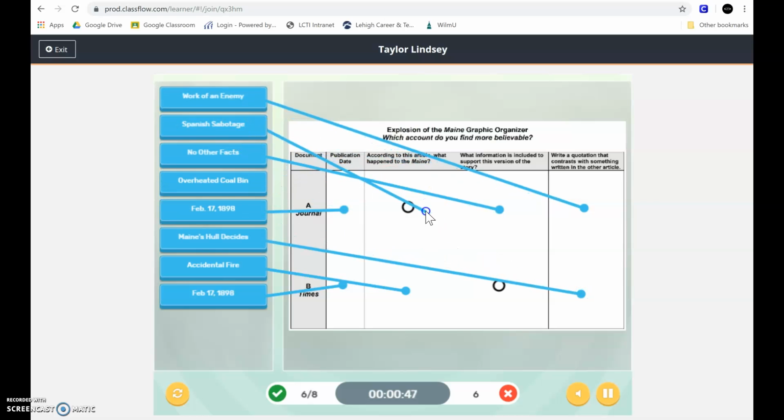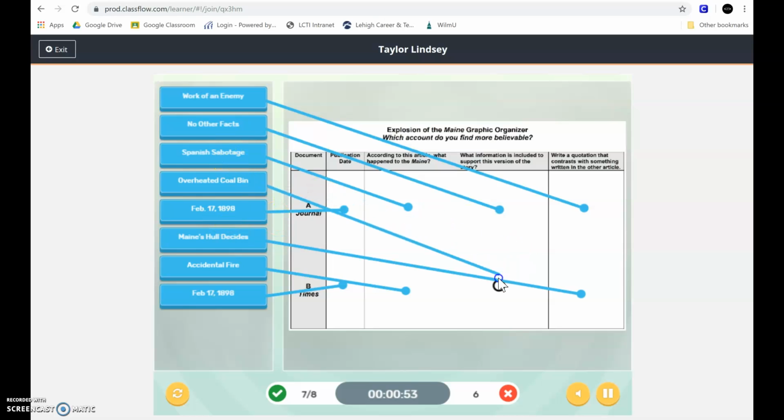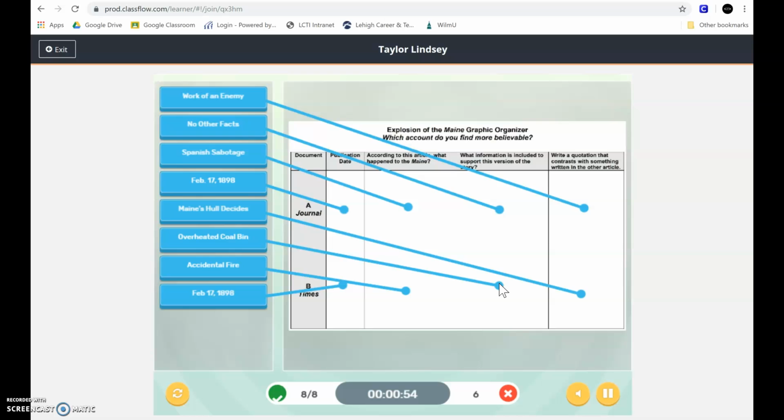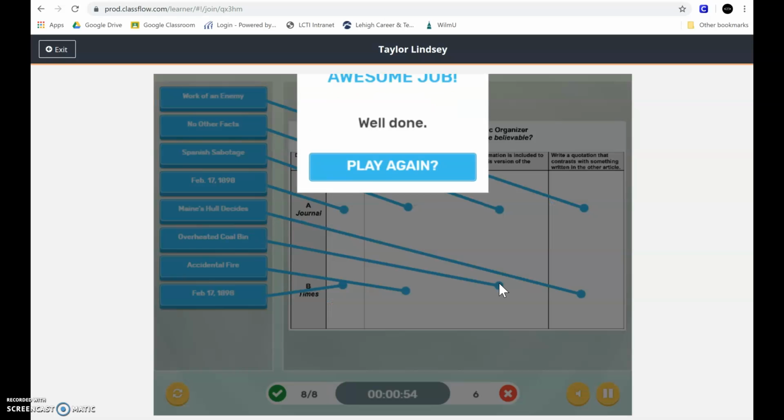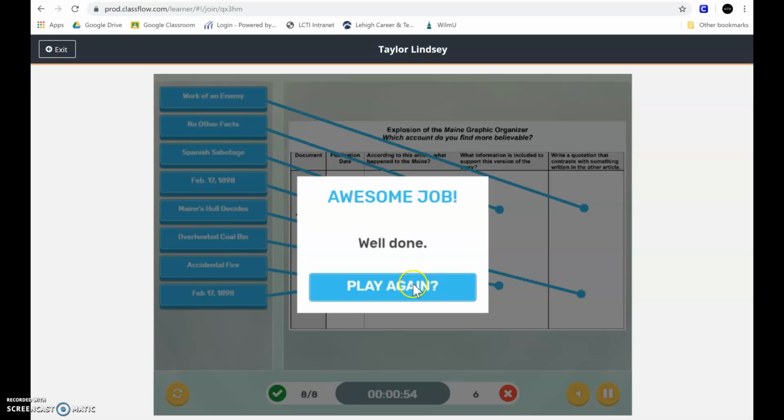We match it up, and normally you would just go across the board, but since I already know all the answers, we're just gonna get through here as quickly as we can, and you can see the nice little thing, everything matches up, well done. Do you wanna play again? You can do it, you don't have to.